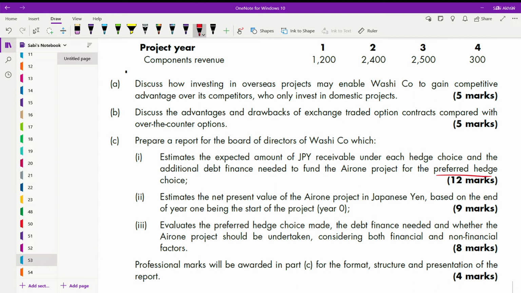Then estimate the net present value of the project in Japanese yen, based on the end of year 1 being the start of the project. Then evaluate the choice, the debt finance needed and whether the project should be undertaken. You have to consider both financial and non-financial factors. When you give an answer like this, don't forget to mention the non-financial factors, because it's easy to give financial factors based on calculations, but rarely do students talk about non-financial factors.